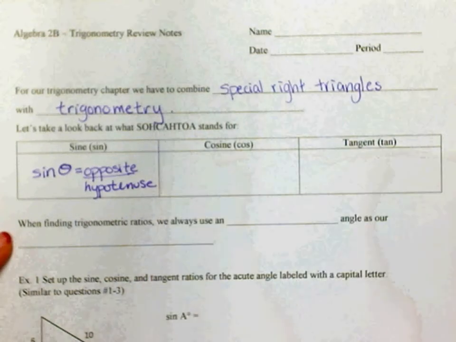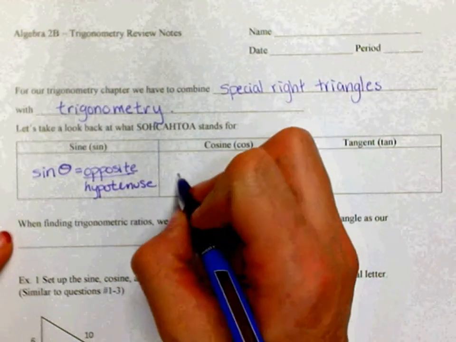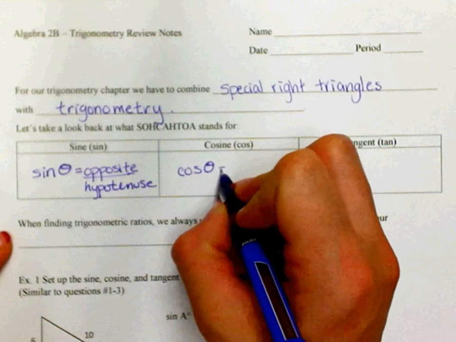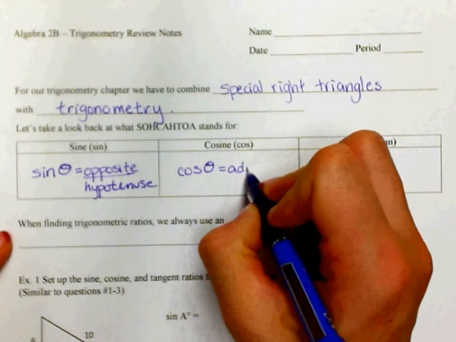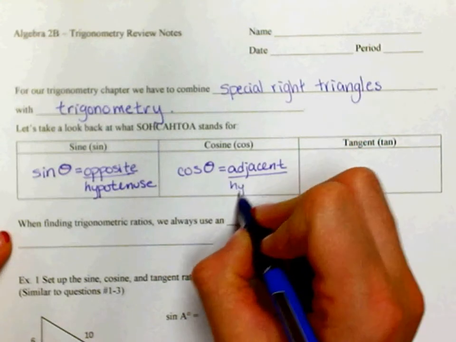Now the CAH is for cosine. So the cosine of some angle is equal to the adjacent divided by the hypotenuse.